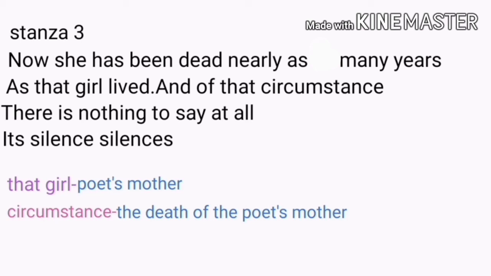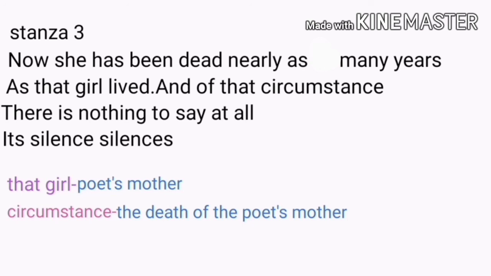And of that circumstance, here that circumstance means the circumstance of the death of the poet's mother, there is nothing to say at all. She is unable to say anything. It means whenever she thinks of the death of her mother, she becomes speechless. She becomes very much grieved. And its silence, it means the silence caused by the death of the poet's mother has silenced her. Now, so far as the poetic device is concerned in this stanza, alliteration is used in the last line, silence silences.